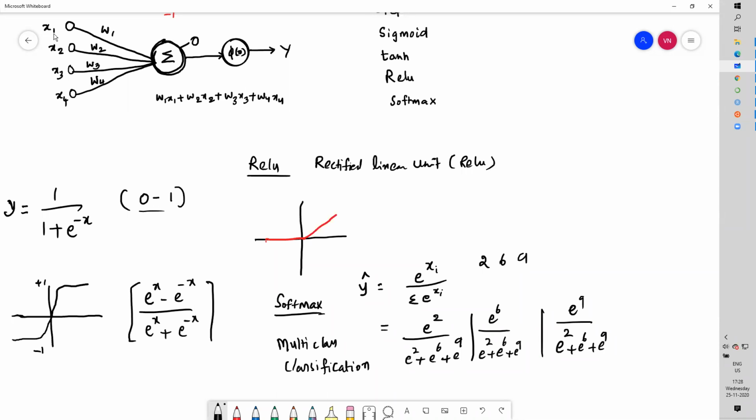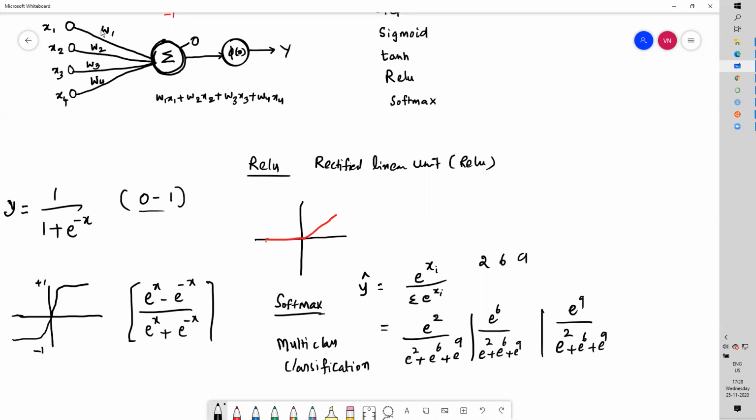Okay, let's see here. Let me give the inputs like 1, 0, 1, 0. So I'm giving 4 inputs, 1, 0, 1, 0. These are my 4 inputs. And let me give the weights as 0.5, 0.2, 0.1, minus 0.1. We can give both negative and positive weights, right? So let's randomly give some weights. And for this one, the inputs are 0, so we can ignore them.